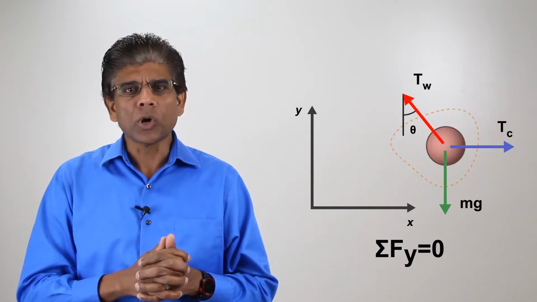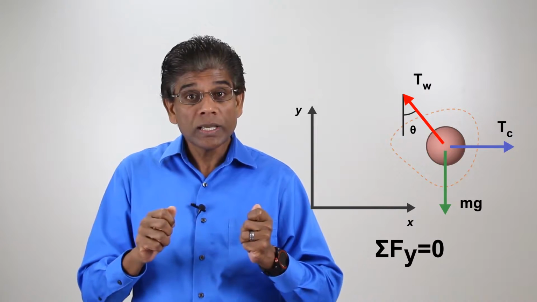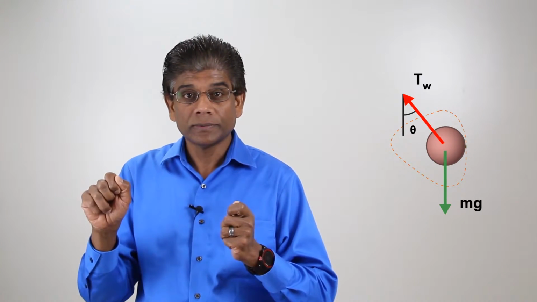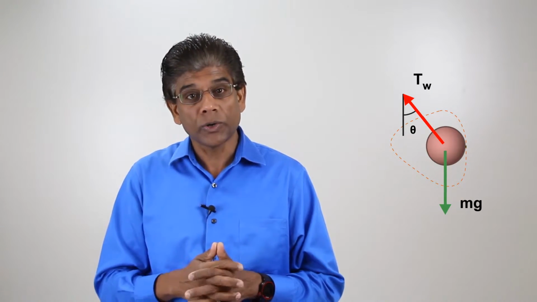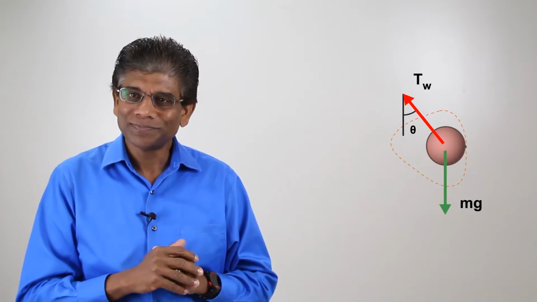Now, let us draw the free body diagram after the cord is cut. Notice there won't be any force acting along the cord as it has been cut. The free body diagram for this scenario is also shown. We now need a coordinate system.